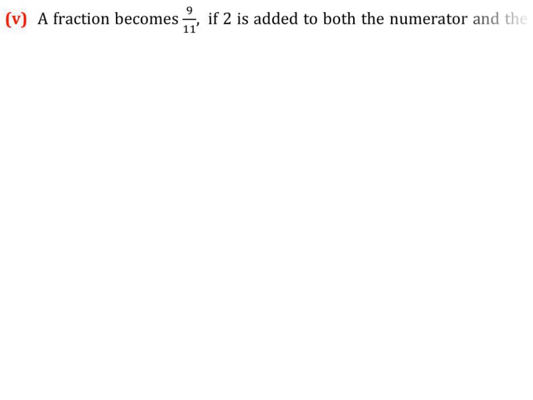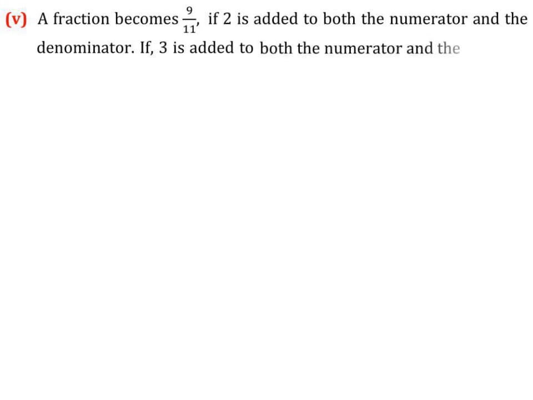The next question, the fifth one. A fraction becomes 9 by 11 if 2 is added to both the numerator and the denominator. If 3 is added to both the numerator and the denominator, then the fraction becomes 5 by 6. Then find that fraction. So we have to find the fraction value, and we have two things, numerator and denominator.